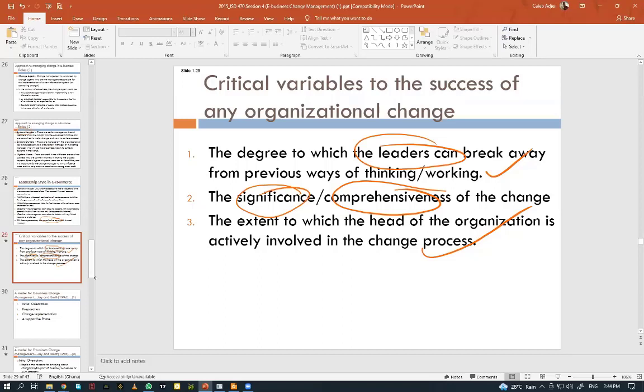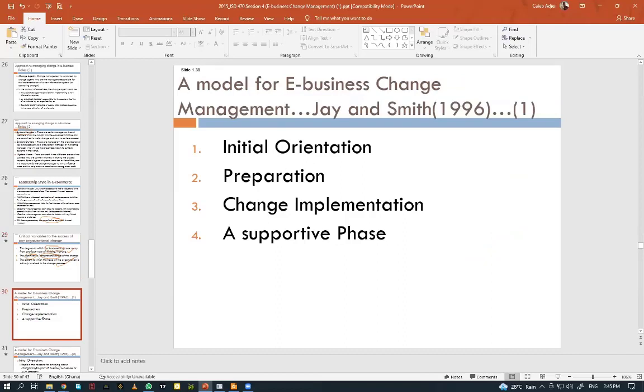So how do we introduce change? A model of e-business change management. Number one, we have what we call the initial orientation stage. Number two, according to J and Smith, 1996, they've outlined a model for e-business change management. So they call it the initial orientation, the preparation, the change implementation, and the supportive phase.